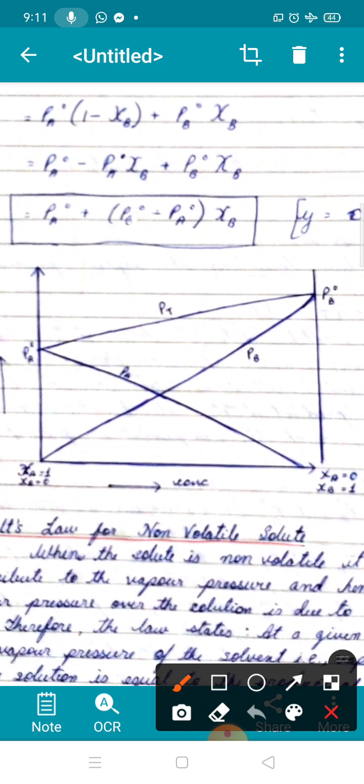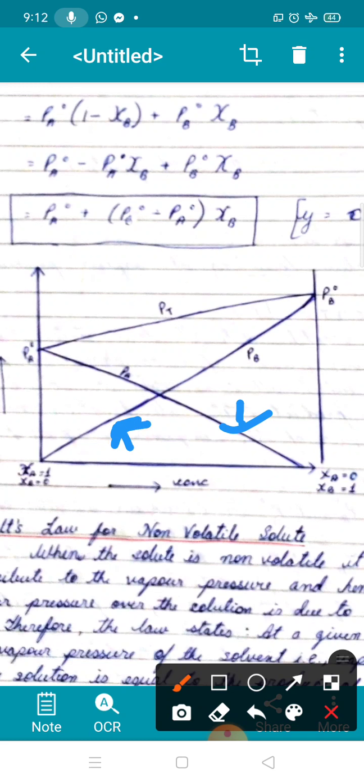Now what is happening to chi B? We can see here chi B is 0 and here chi B is 1. That means chi B is increasing from left to right. So as chi B is increasing, what is happening to PB? PB is also increasing. So these are the individual graphs. This is the graph for PA, or rather this is the graph for component A, and this is the graph for component B.